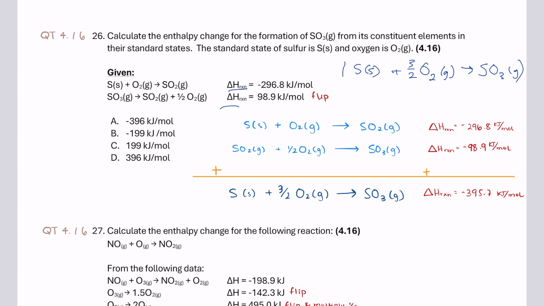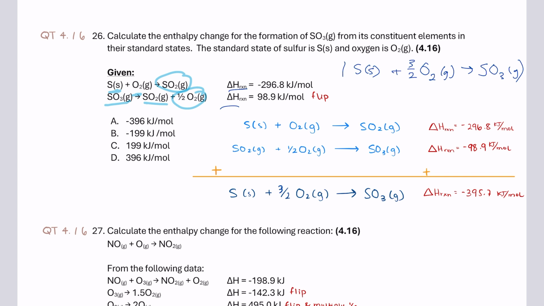The first reaction tells us that 1 mole of solid sulfur reacts with 1 mole of diatomic oxygen to form 1 mole of sulfur dioxide gas. And the enthalpy change for this reaction is negative 296.8 kilojoules per mole. The second reaction tells us that 1 mole of sulfur trioxide gas breaks down into 1 mole of sulfur dioxide gas and 1/2 mole of diatomic oxygen gas. The enthalpy change for this is positive 98.9 kilojoules per mole.